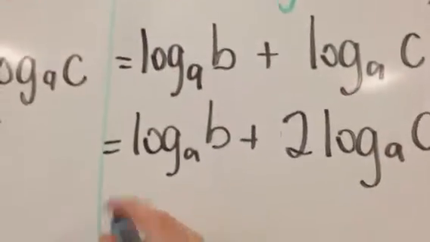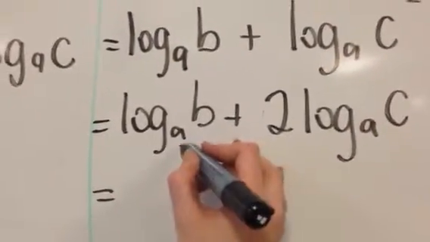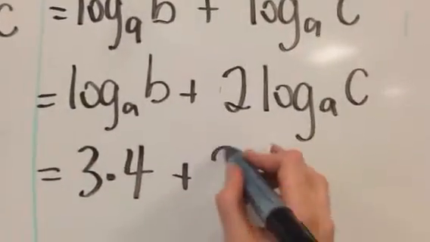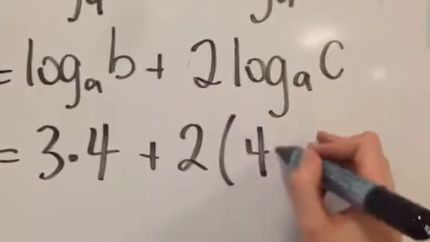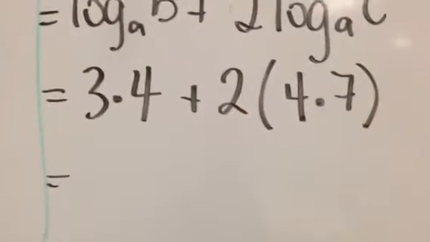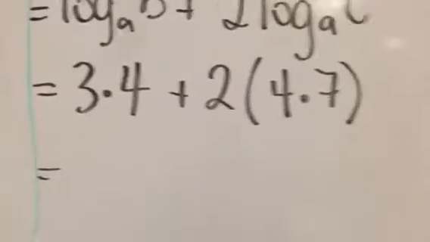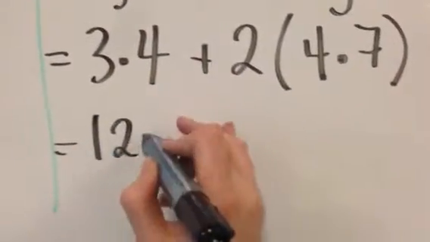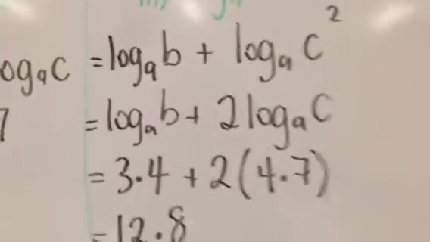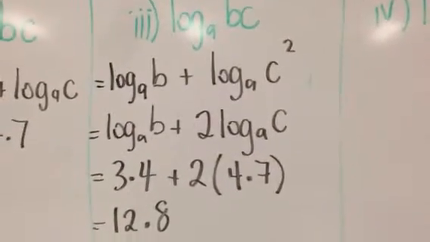And now I can do this substitution. Log base A of B, that was my 3.4. And now I have 2 lots of the 4.7s. Adding them all together, 3.4 plus 2 lots of 4.7, I get 12.8. Okay, and there's that one done.